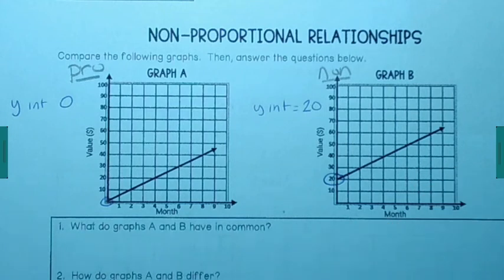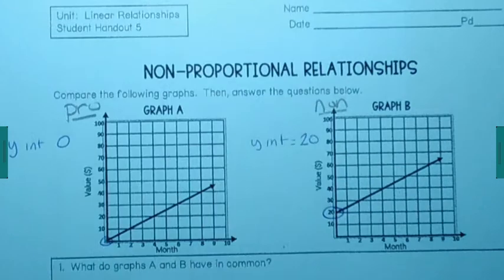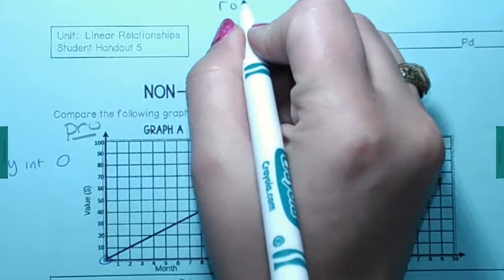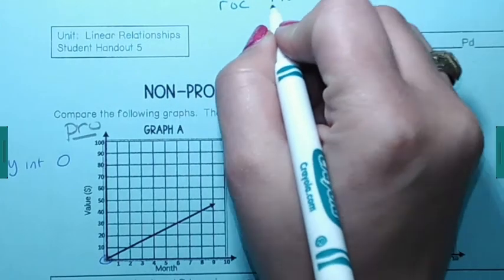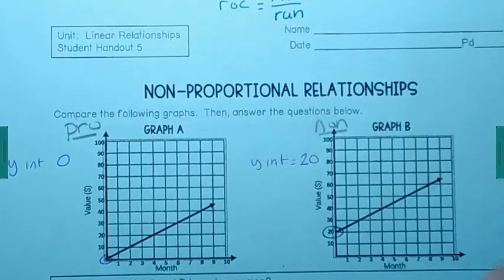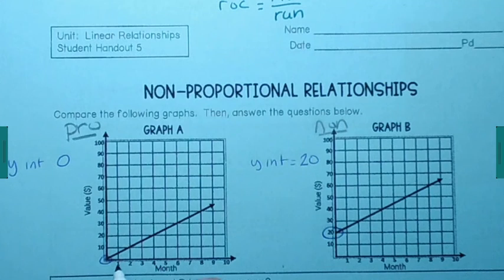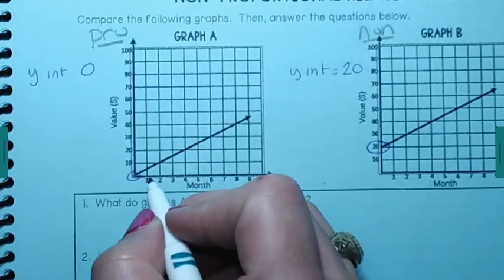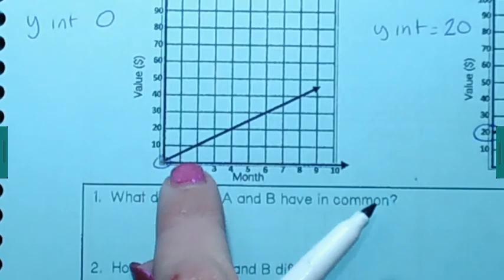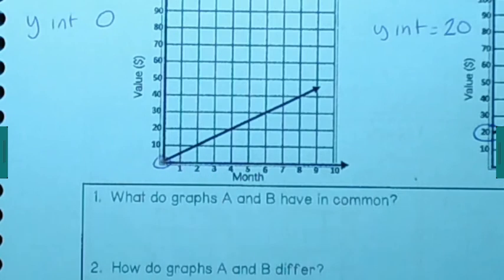Does anybody remember how to find the ROC on a graph? So on a table, we find the ROC by looking at the outside numbers. But on a graph, we find the ROC by doing rise over run. Okay, this is how we find the ROC in a graph. Rise over run. So we make our little triangles. Now, do I know exactly where it touches on one here, or is it in between? It's in between, so we can't pick that point.